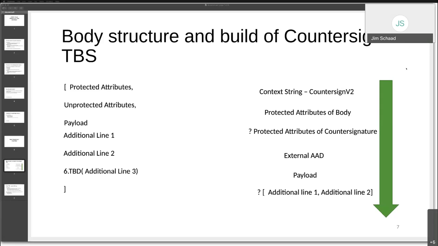Well, there's two advantages to having the array. The first is it makes my code easier, which is neither here nor there. The second is I put the array in there so that there was no possible question about the number of bstrs that are in the to-be-signed data. I didn't want to have a potential issue where, if additional line one is present but protected attributes of the countersignature is not present, you could potentially produce the same to-be-signed string. Putting the array in there makes it very explicit that that's not possible. Okay, thank you.